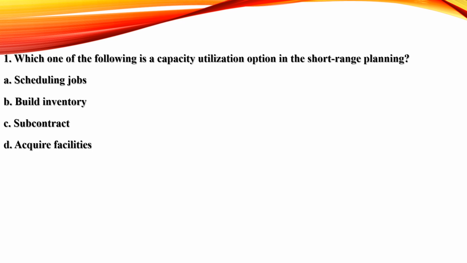Question number 1. Which one of the following is a capacity utilization option in short-range planning? A. Scheduling jobs. B. Building inventory. C. Subcontracts. D. Acquire facilities. So the question says, which one of the following is a capacity utilization option in short-range planning? A. Scheduling jobs. B. Building inventory. C. Subcontracts. D. Acquiring facilities.